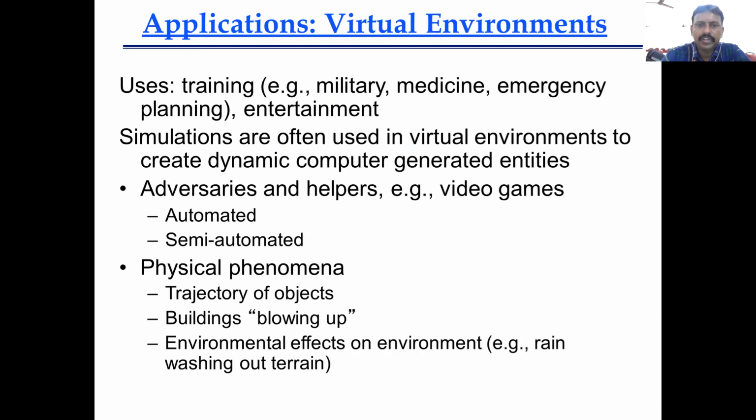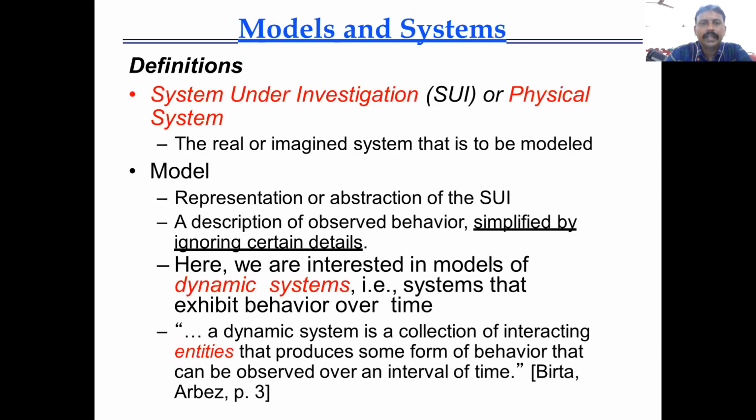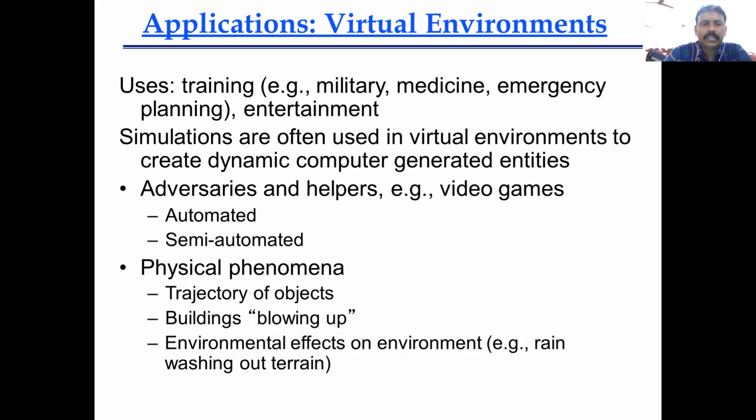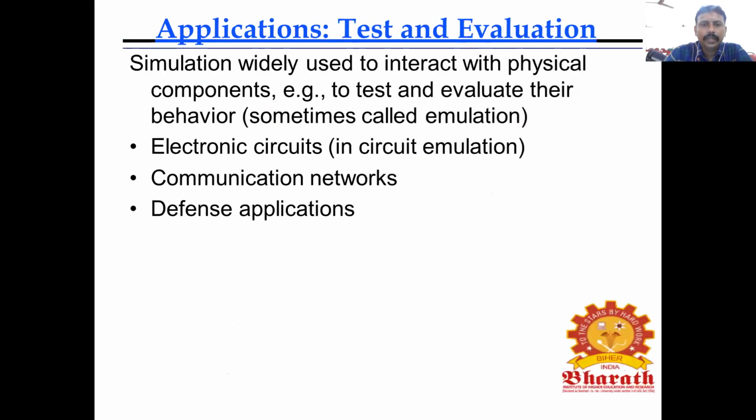Simulations often use a virtual environment to create dynamic computer-generated entities. Nowadays we have automated and semi-automated things, and physical phenomena like buildings blowing up and coming down. The environmental effects should be analyzed in real-time applications. Also, in testing and evaluation, simulation is widely used in interaction with physical components. For example, testing and evaluation of behavior is sometimes called emulation.